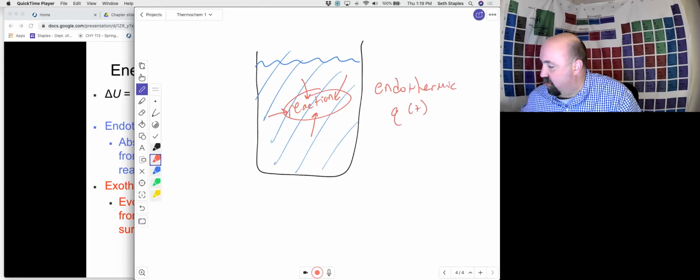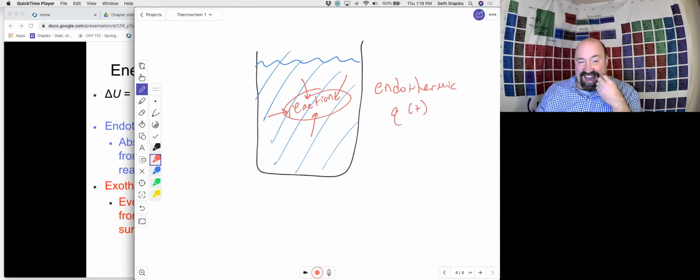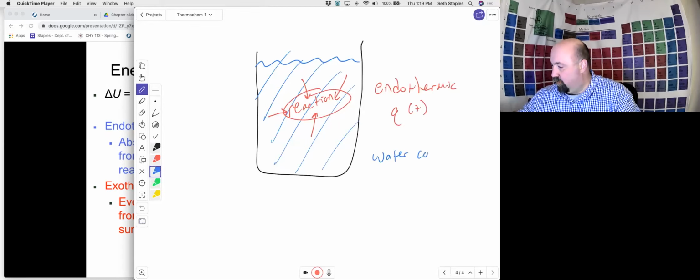Q is positive because energy is entering into the reaction. Energy is going into the system. So Q is positive, but that means the energy is coming out of the surroundings. Energy is leaving the surroundings to go into the system. If energy is leaving the water, then the water is going to cool down.